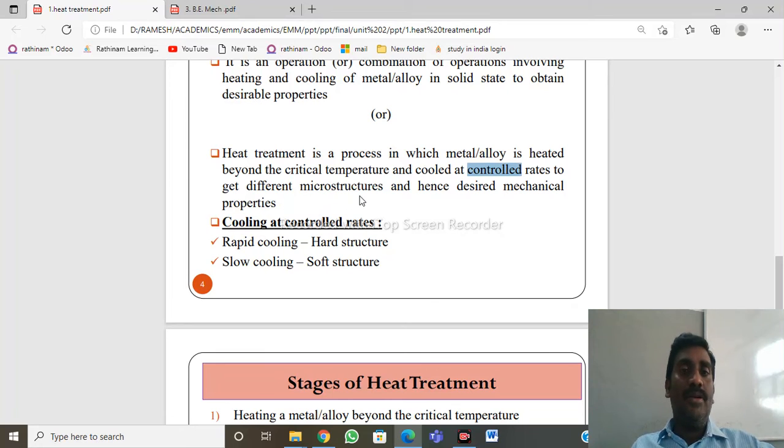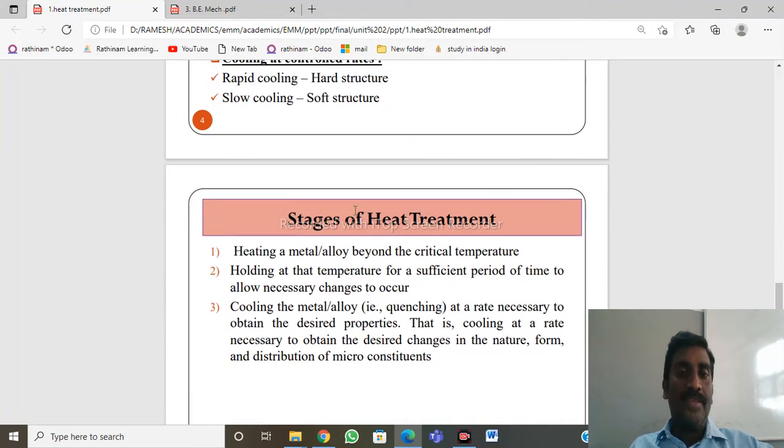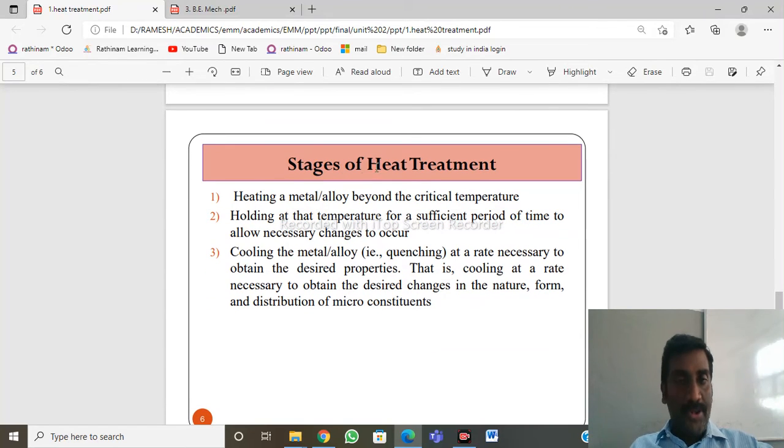By doing these things we get different microstructures and desired mechanical properties, because mechanical properties vary based on the heating and cooling processes. What happens with rapid cooling? If we make rapid cooling, then the structure will be a hard structure. If we make slow cooling, then the structure will be a soft structure. This is a general statement that we are going to see in depth.